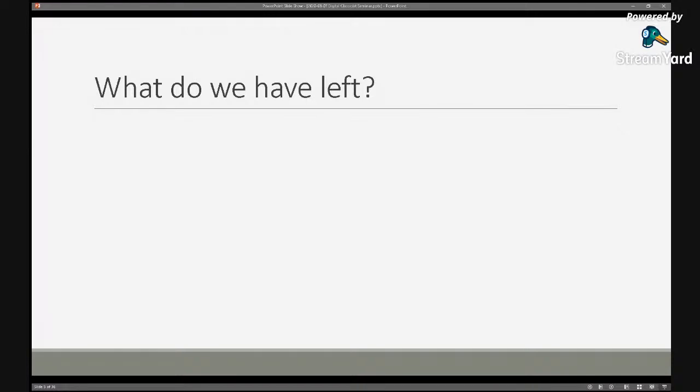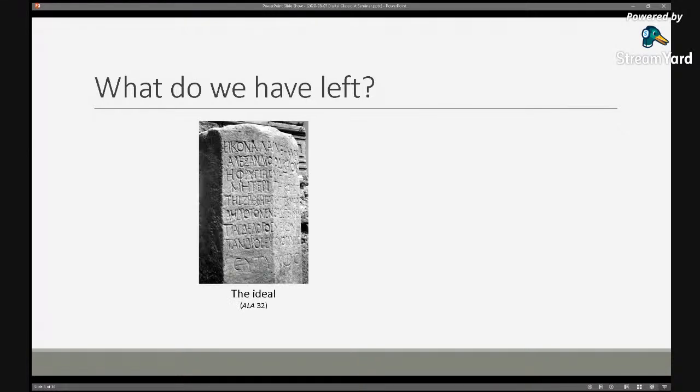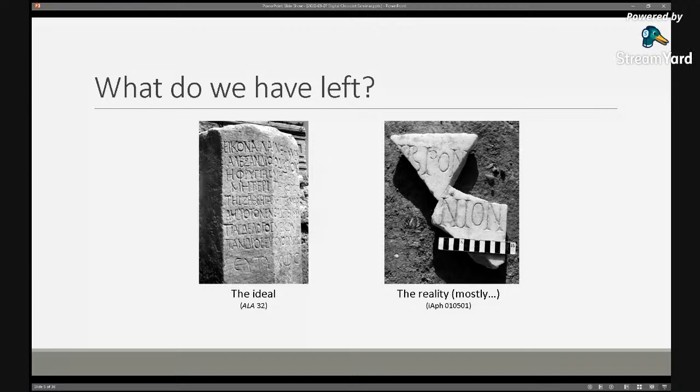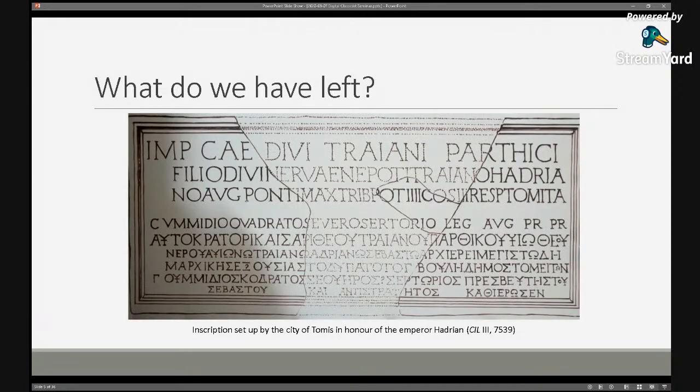In terms of what we have left, this is what we'd like to find. In an ideal world, we would have an inscription that's very easy to read. Everything's still there, there's no damage. In reality, what we tend to find is lots and lots of fragments. And we have to try to piece together from those fragments what would have been there. And so here's an example where there are various fragments to the stone, and you can see there's been some reconstruction of what would have been missing.